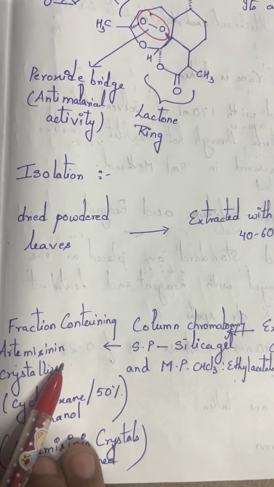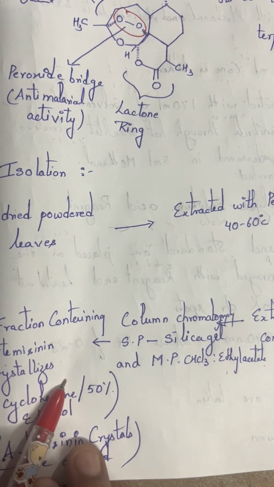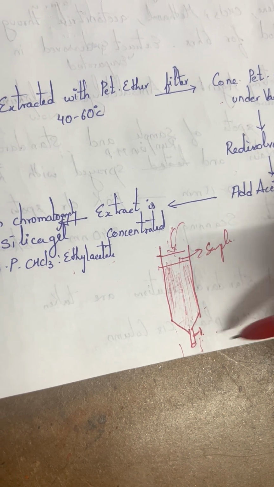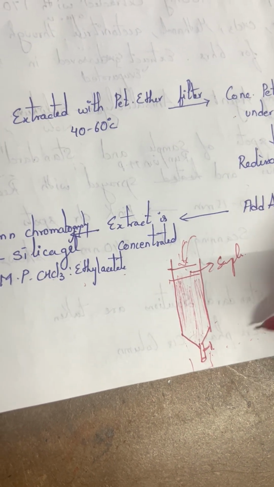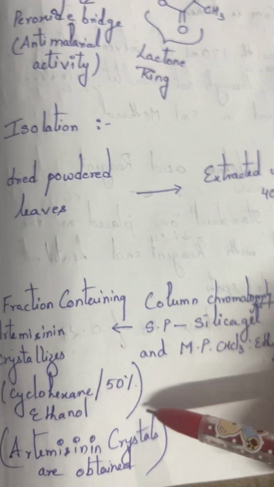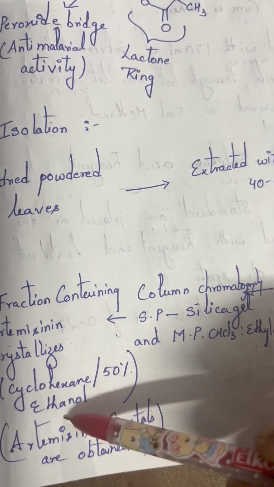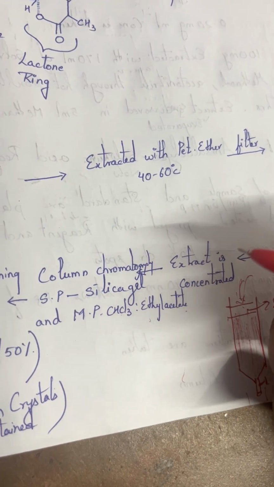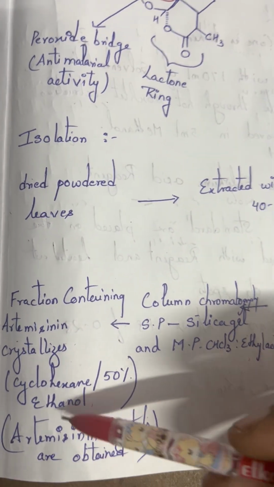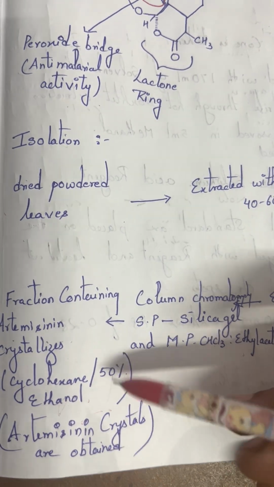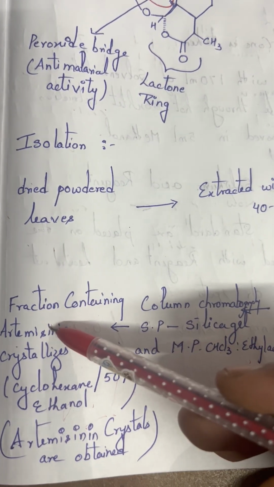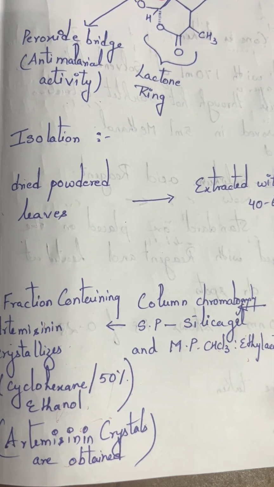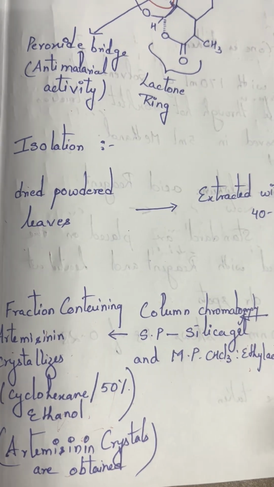Fractions containing artemisinin crystallize. How do they crystallize? When you collect the samples one by one, 25 ml, 20 ml, and so on, and concentrate them, a small quantity is left. To that small quantity, when you add cyclohexane or 50% ethanol, crystals are formed. These crystals are known as artemisinin crystals. This is a very simple technique.